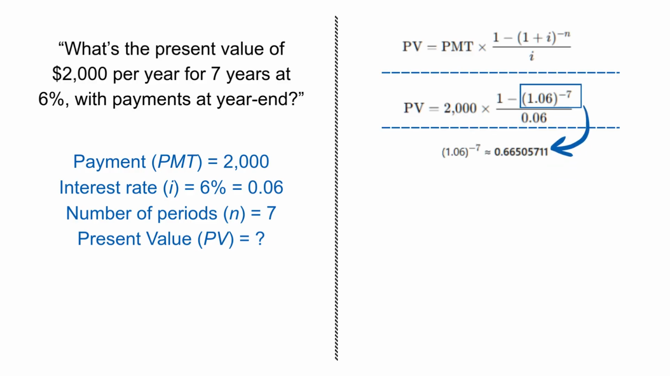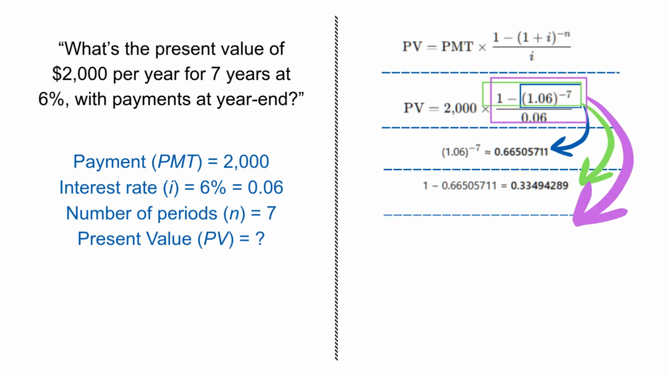Step 5. Work the exponent. First, calculate the exponent. 1.06 raised to the negative 7th power equals about 0.665. Step 6. Simplify the bracket. Next, 1 minus 0.665 equals 0.335. Now divide that by 0.06. And you get about 5.582.